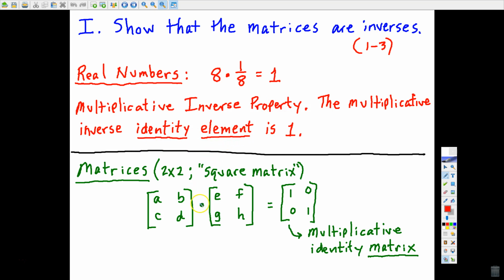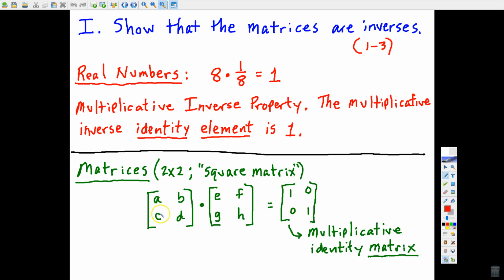Well, let's relate that to the green. I just made up this matrix using variables. Here's a matrix on the left, a 2 by 2, multiplied by another matrix on the right, assuming these are inverses. When I multiply 2 matrices that are inverses together, I get, instead of just a single number 1, what is known as the multiplicative identity matrix. And it always looks like this.